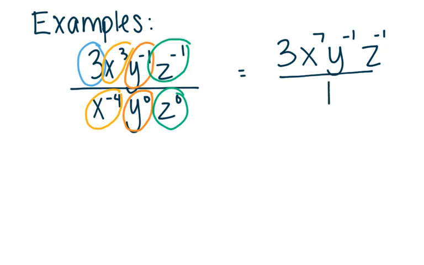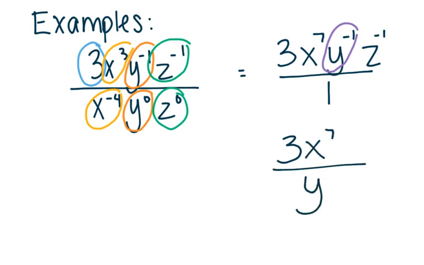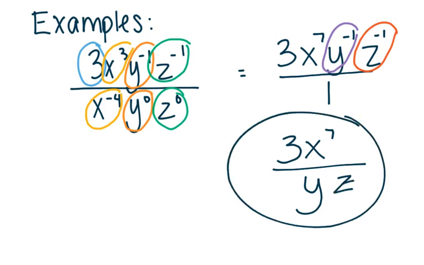So now I'm going to do just a little bit extra stuff. I never want a negative exponent, so I'm going to move it to its opposite position. I'm going to move it to the bottom. So I have 3x to the 7th on top. I have y to the first on the bottom. And then I also have z to the negative 1. I don't ever want a negative 1, so I'm going to move it to the bottom and make it positive. And that's going to be my answer.